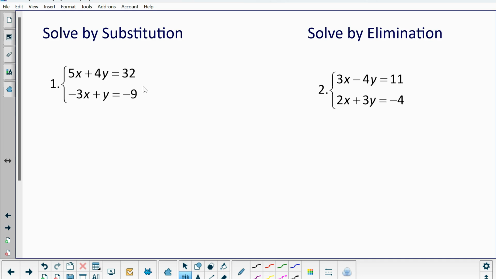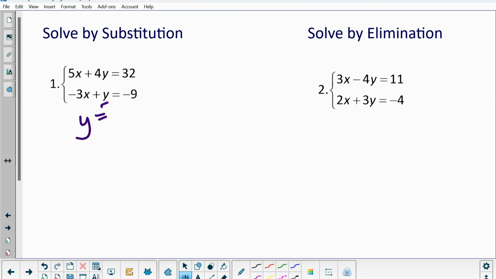But once you get to the test, you get to decide which method. So if you look at this and think, I would probably rather do elimination, later on you can. But right now we're going to go ahead and do this with substitution. And this is a good substitution problem because the y doesn't have any coefficients. So that makes that second equation really easy to solve for y.